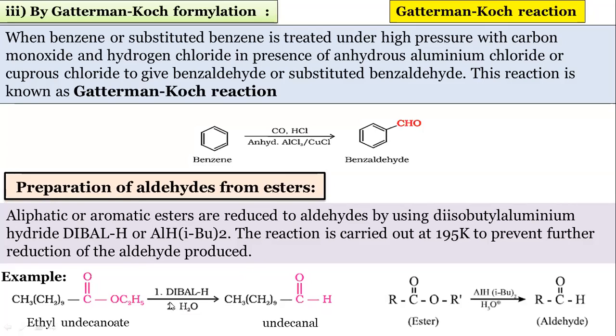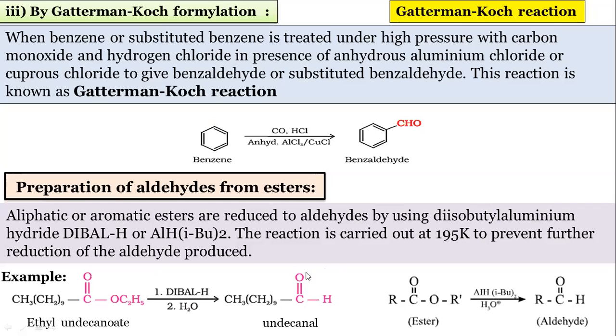in presence of the catalyst DIBAL-H. Remember, this DIBAL-H is also used in one reaction. The name of the reaction is Stephen reaction. In this Stephen reaction, DIBAL-H, diisobutyl aluminum hydride, is used for the selective reduction. So by using this DIBAL-H, undecanal is prepared. In one step, you can prepare aldehydes from esters by using this DIBAL-H.